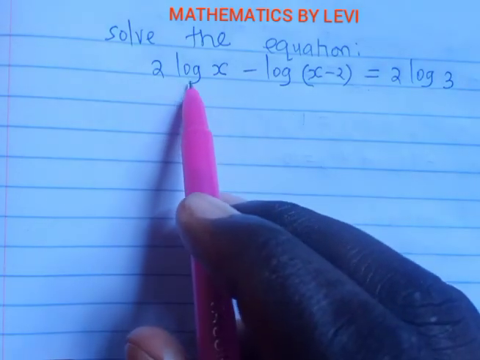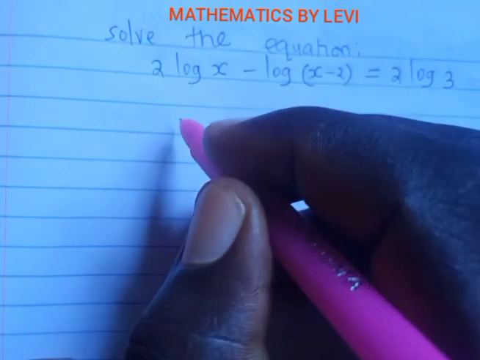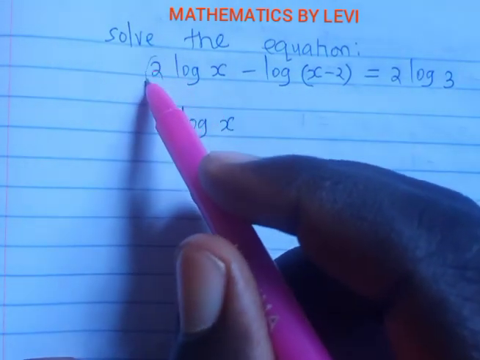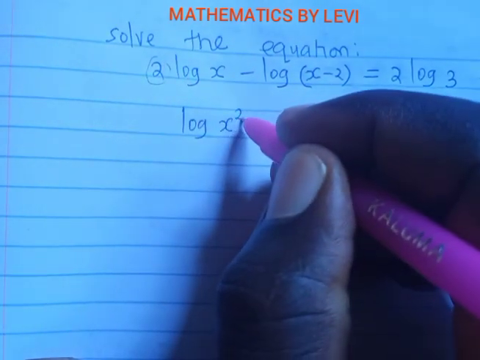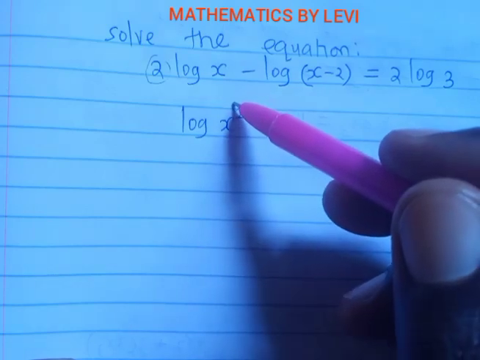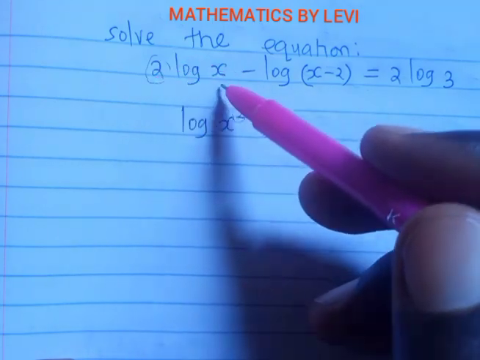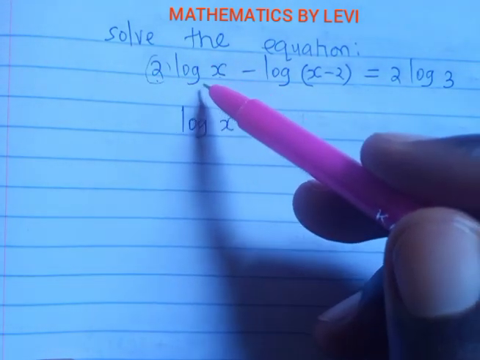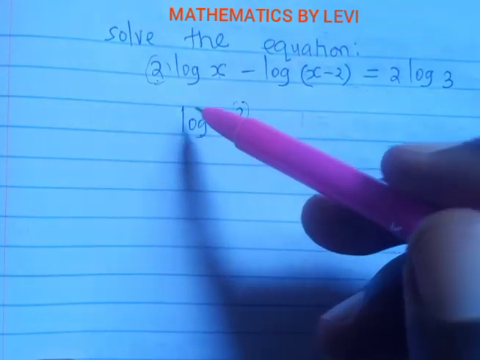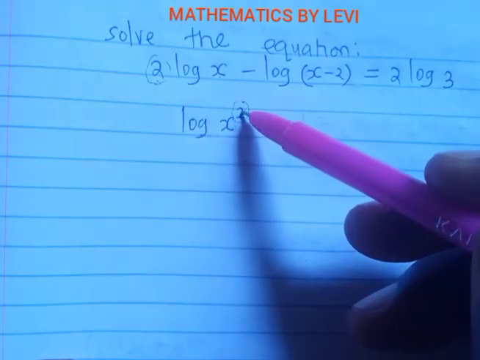For example, this is 2 log x. 2 log x can be written as the logarithm of x raised to power 2, that is log x squared, because according to the laws of logarithms, you can move this 2 to become the power and it will be the same as 2 log x. So 2 log x is just the same as log x squared. Now, if it was 3 log x, then it would be log x raised to power 3.